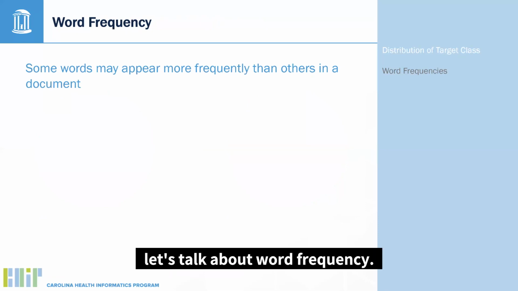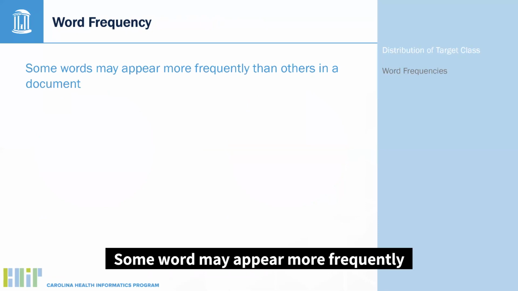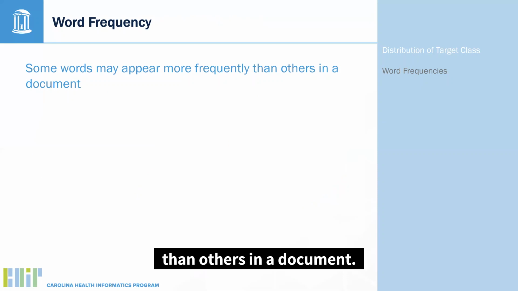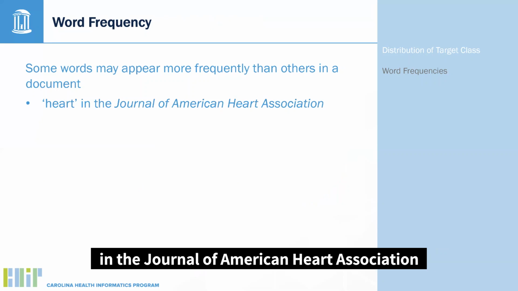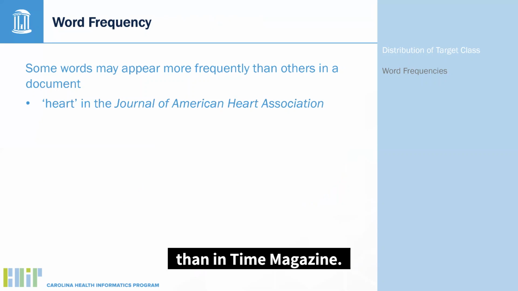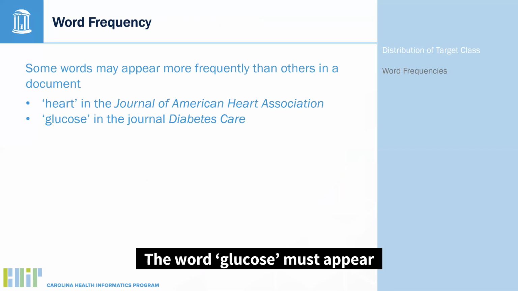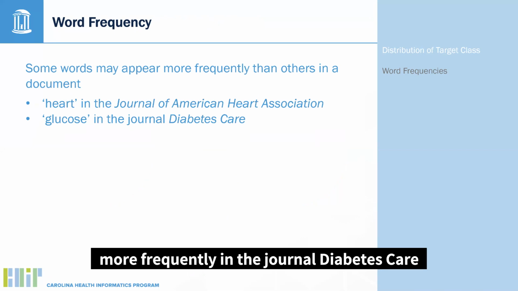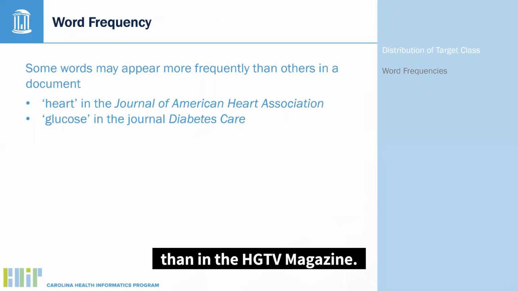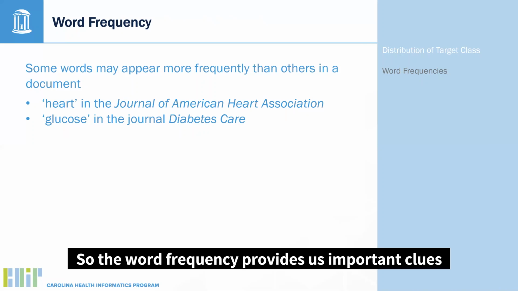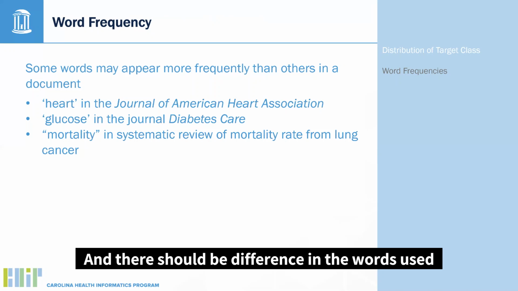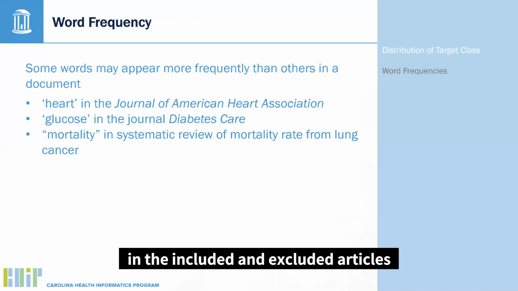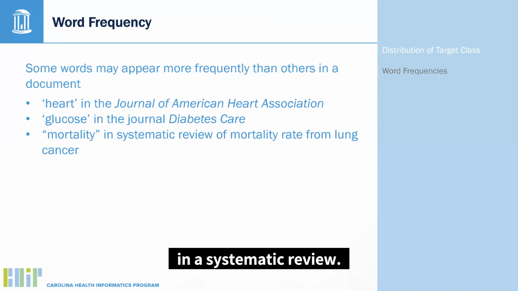Next, let's talk about word frequency. Some words may appear more frequently than others in a document. The word "heart" must appear more frequently in the Journal of American Heart Association than in Time magazine. The word glucose must appear more frequently in the Journal of Diabetes Care than the HGTV magazine. So the word frequency provides us important clues regarding the topic of the document. And there should be a difference in the words used in the included and excluded articles in a systematic review.